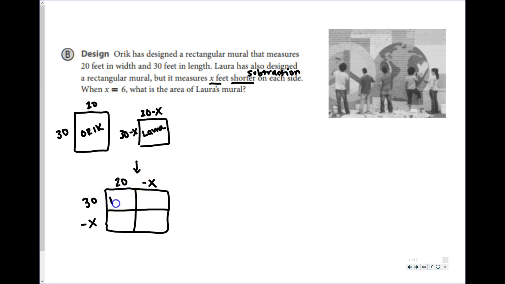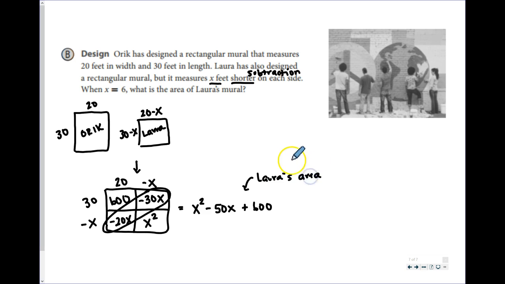20 times 30 is 600. 30 times negative x is negative 30x. 20 times negative x is negative 20x. And negative x times negative x is actually positive x squared, right? A negative times a negative is a positive. So now when I combine like terms and write in standard form, I'm going to go ahead and put the x squared first. I'm going to combine these two like terms to get negative 50x and then plus 600. So this is Laura's area.